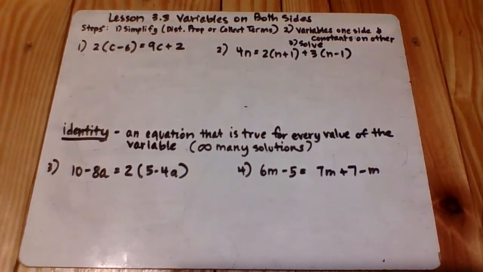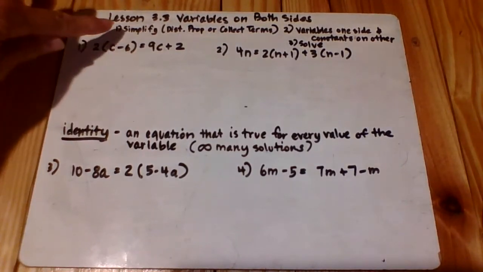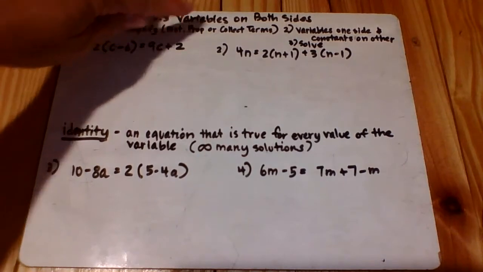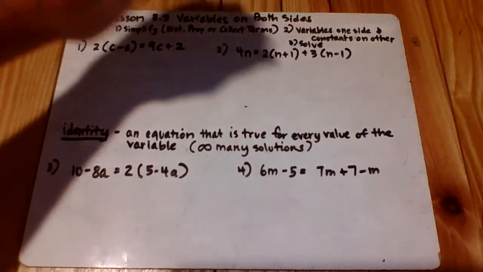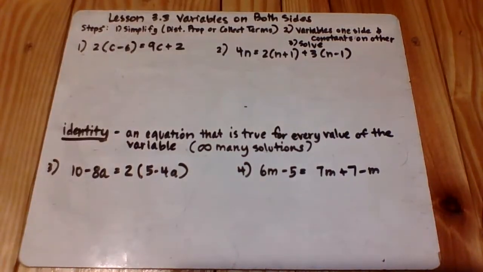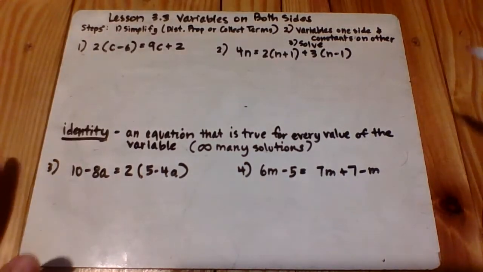Here we go. Lesson 3.3, variables on both sides. Again, this is part of that chapter where you should have some prior knowledge, but everything that we do in algebra builds on all of these concepts. So, here we go. Variables on both sides. Should sound familiar. Simplify by using the distributive property or collecting like terms. You're going to put variables on one side and constants on the other, and then you're going to solve. So, let's get to work.